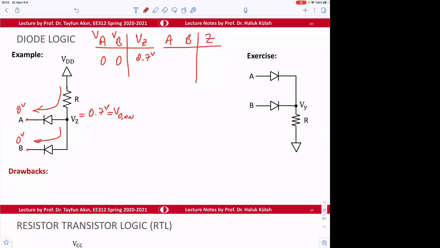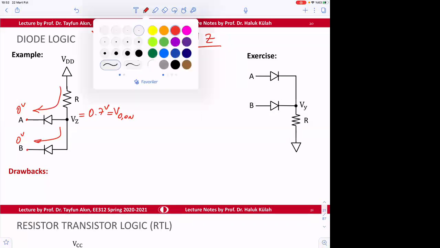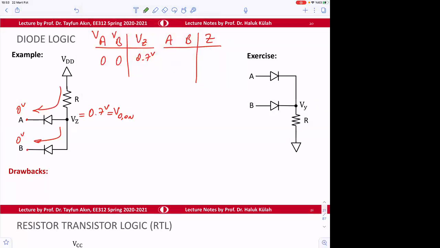Okay. So if any of them is high, the other one is low. Let's go to another option maybe. So let's say this voltage is 0. Okay, 0. Let's say this is 0, and this is 5 volt, or VDD.